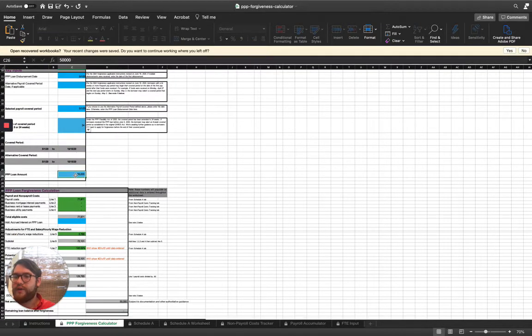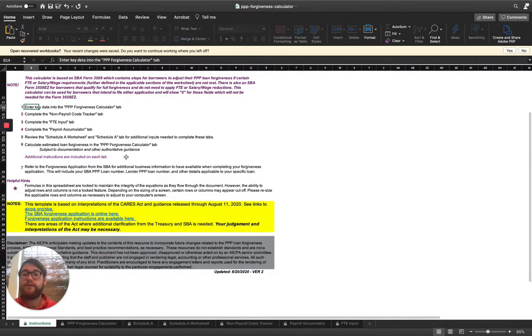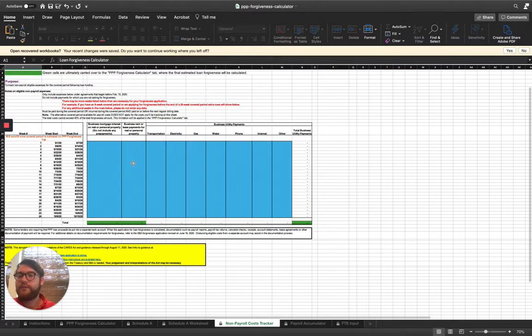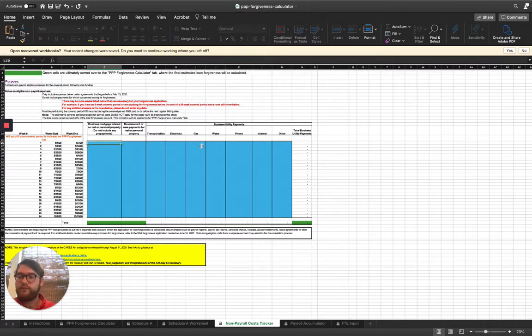We'll put in our PPP loan amount. From there, we've put in all of our key inputs here. So now we're going to come back and move to step 2, the non-payroll cost tracker. With this tracker, if you are using the PPP loan to pay any type of business mortgage interest, any lease or rent payments, or any type of utility payments, this is where we're going to calculate it.